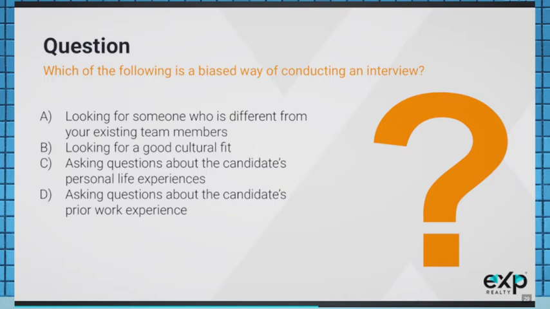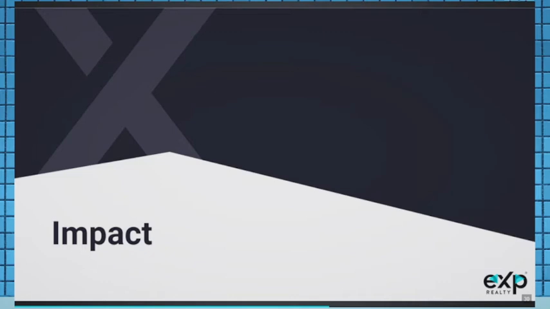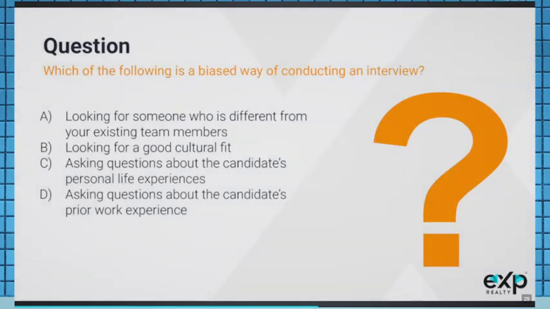Okay. So the answer here, it may be not what you were expecting, but the answer is, if I can go back, the answer is B. Looking for a good cultural fit. Looking for a good cultural fit implies that you're looking for someone who is similar to your team. It's a bias, right? Looking for someone who's different from your existing team members, that's a good way to think about someone equitably. Asking questions about a candidate's personal life experiences, that just lets you get to know someone better. There could be bias there, but that depends on the person. Asking questions about the candidate's prior work experience is just a general view.